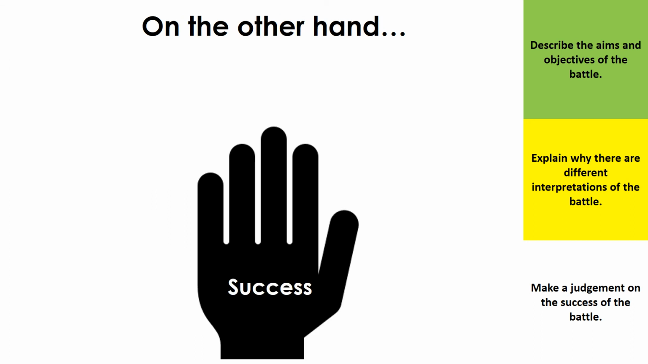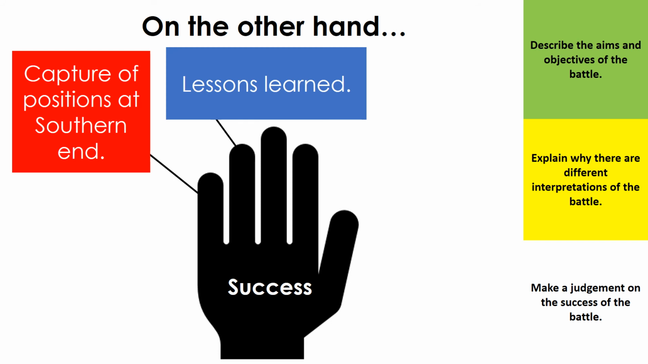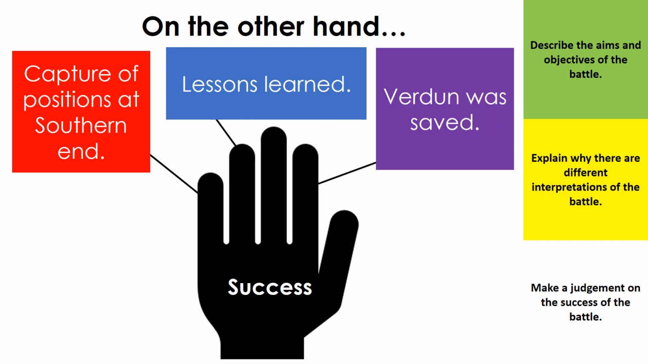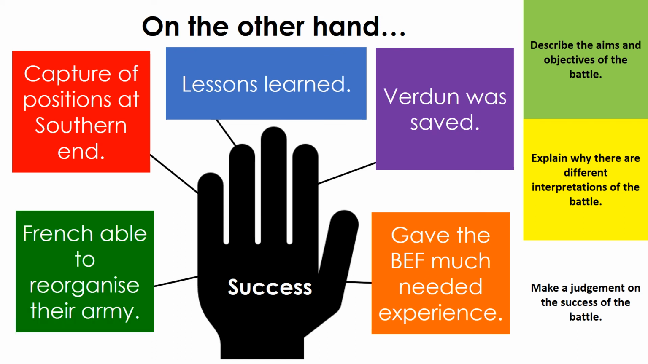On the other hand, some people do think it was a success. There was a capture of position at the southern end. There were lessons learned from this battle about tactics and weapons that could be used. Verdun was saved. It gave the BEF, the British Expeditionary Force, much needed experience of fighting, and the French were able to reorganise their army.